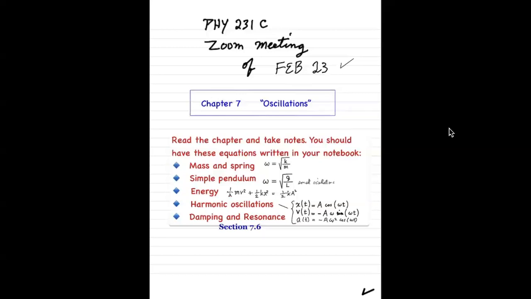Chapters 1 through 6 were about general properties of motion: kinematics, forces, the laws of motion, energy. Well, now we go on to the next few chapters, which are specific examples of motion, which will apply all of these general concepts that we've been studying. So, as usual, read the chapter and take notes.